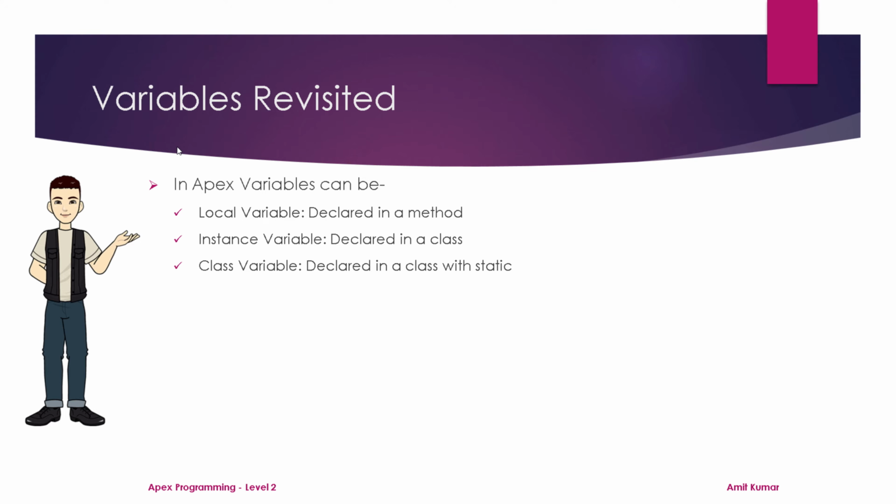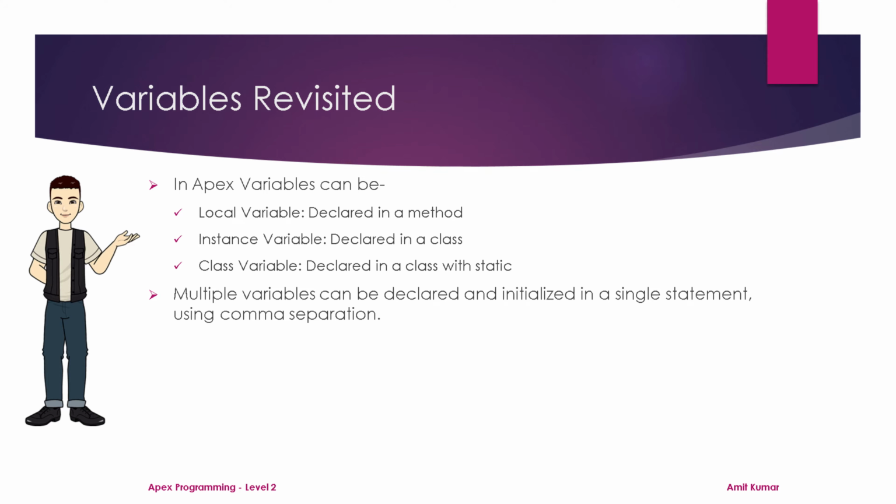In Apex, variables can be local, instance, or class variables. A local variable is a variable declared in a method. So all those variables that we declared in our previous videos were local variables. But if we declare a variable inside a class, then it can be an instance variable or a class variable. When a variable declared inside a class has the static keyword, it is a class variable, otherwise it's an instance variable.